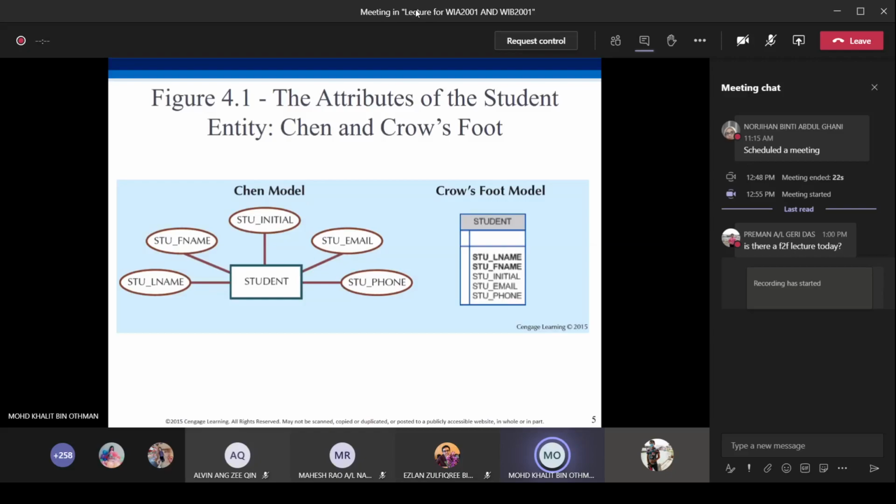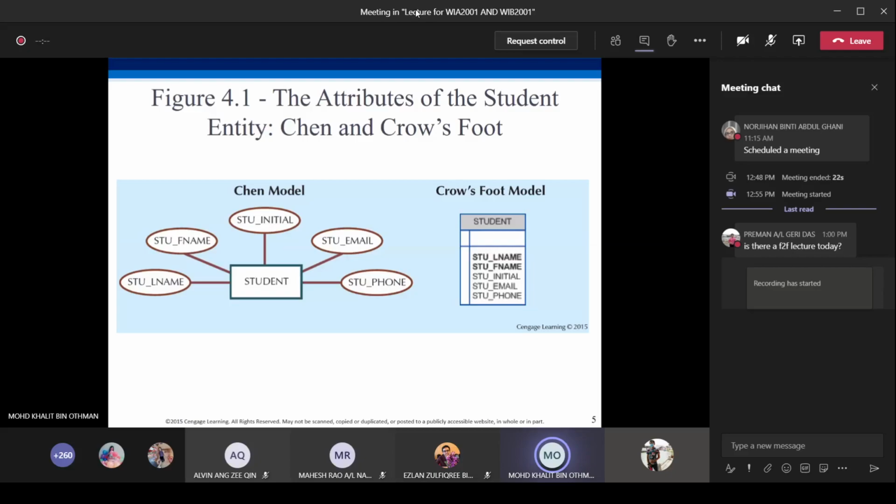Example for optional attribute, we can see here student phone number or student email. Student phone number or student email can be an optional attribute for entity student because maybe the student doesn't have a phone number or email right now. Okay, so this is the example for optional attribute for student entity.